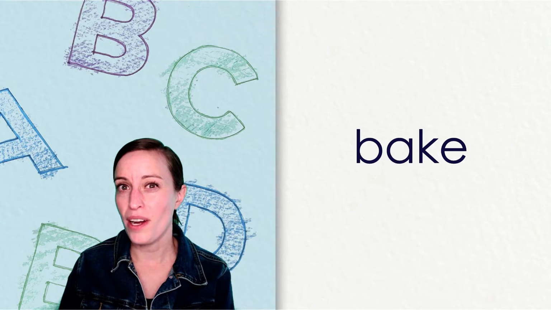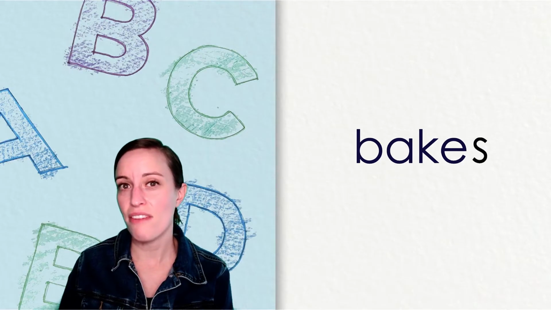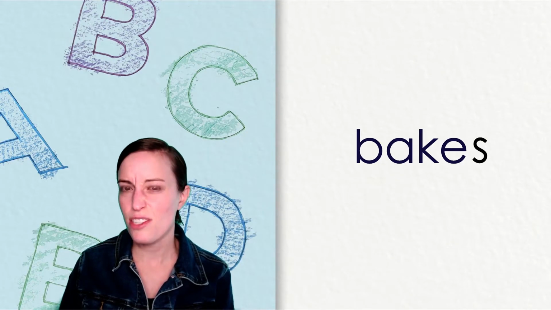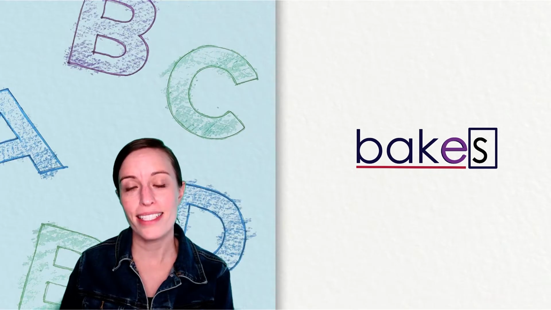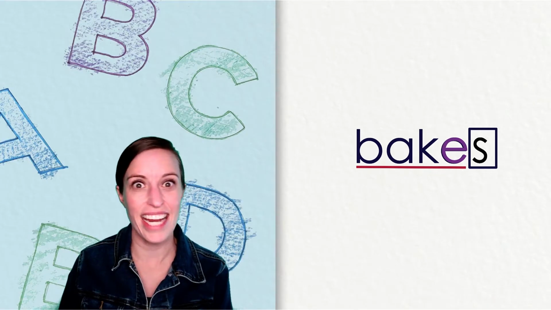Let's start with the word bake. If we want the word to become bakes, we add the suffix S. Did the base word change when we added the suffix S? No, the base word bake stayed the same. We just added that ending.